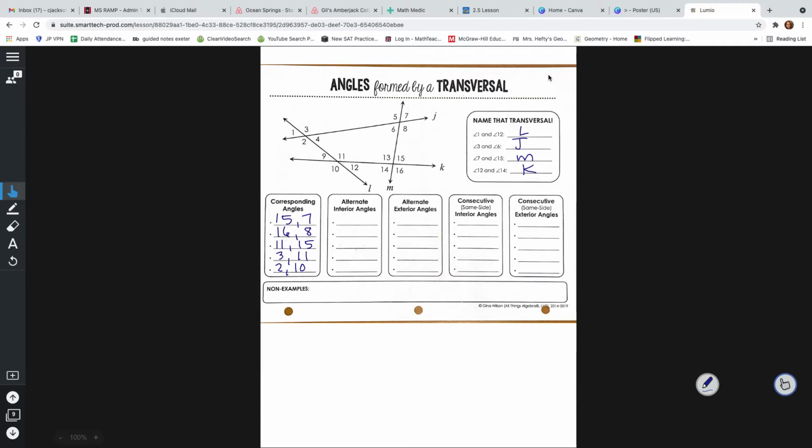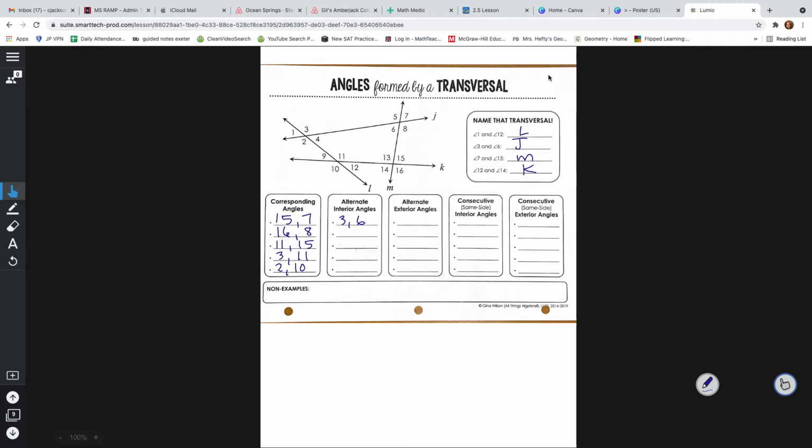Okay, so I want to pick alternate interior, but I want to use transversal J. So if you look at transversal J up here, this down here is irrelevant. So give me a set of alternate interior on transversal J. 3 and 6. Okay? You got another one? No, not 3 and 6.